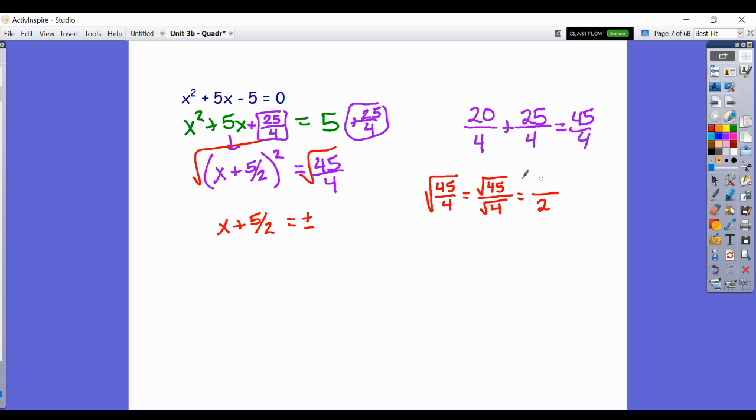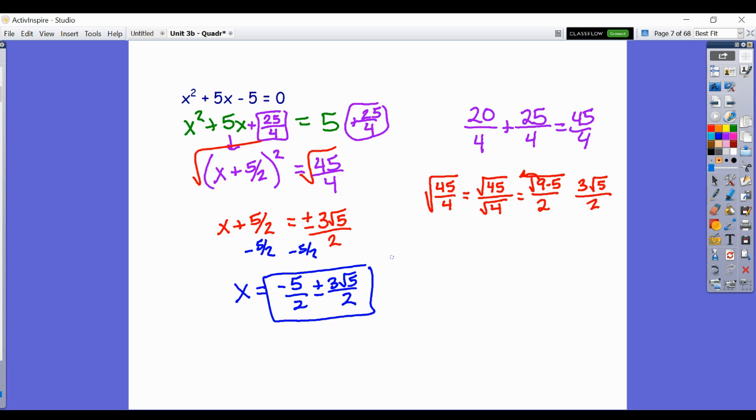On the top, we've got square root of 45, but that can break down into 9 times 5. And 9 is a perfect square. So you can take the square root of 9 out of there, keep the 5 inside, and we have the 2 on the bottom. That's what I'm looking for in that part of the answer. Last step, we need to subtract that 5 halves over to the other side so that we have x equals negative 5 halves plus or minus 3 root 5 over 2. This is an excellent answer.